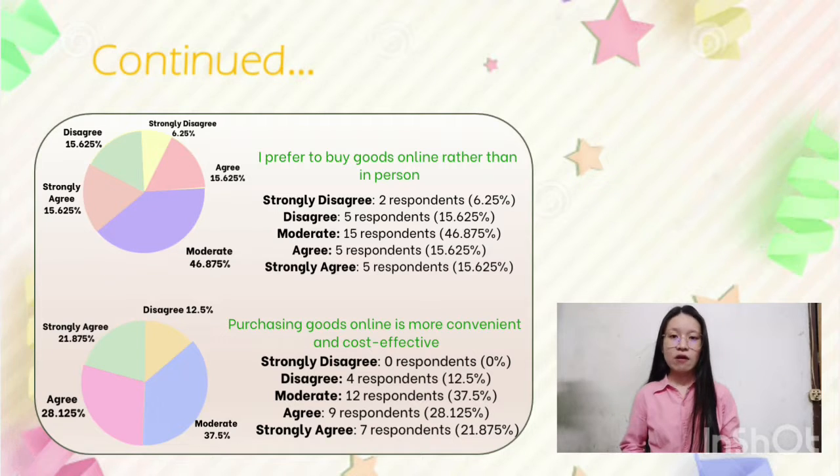There are 7 out of 32 respondents who strongly agree with this statement, which is about 21.875%. Concomitantly, no respondent chooses strongly disagree in this statement, so the percentage for strongly disagree is 0%, with 0 respondents. The respondents who select agree are 9 respondents, which is about 28.125%. Moderate are 12 respondents, which is about 37.5%, and disagree are 4 respondents, which is about 12.5%.